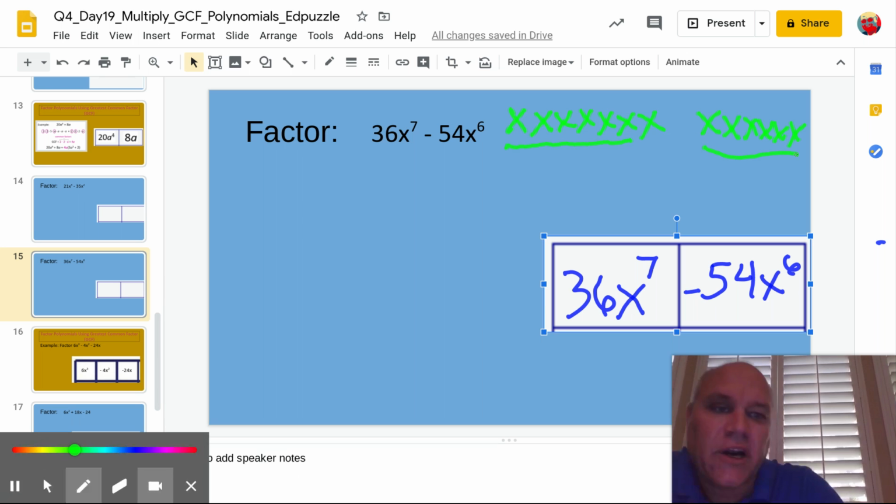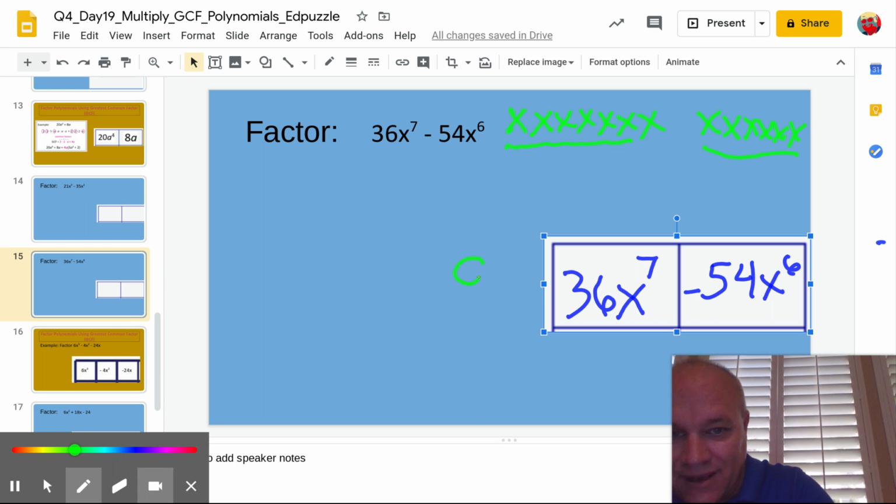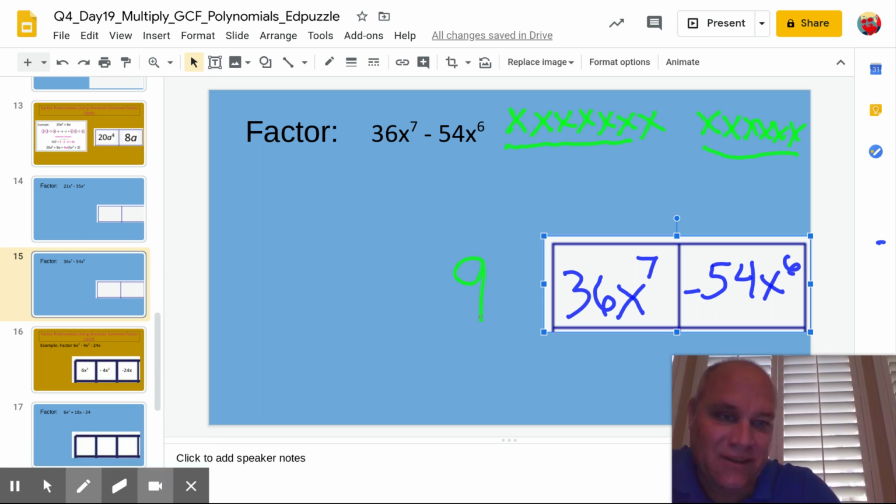This one was a little bit trickier, had a lot of places where you could have fallen down, so let's see how you did. So first off, the greatest common factor for the number is going to be 9. I bet you some of you put 6. I'm going to talk about why it's not 6. So it's going to be 9. And then x, well, x to the 7th, that's x times itself 7 times. X to the 6 is 6 x's being multiplied. So the common factor is x to the 6th. So 9x to the 6th, that's our GCF.